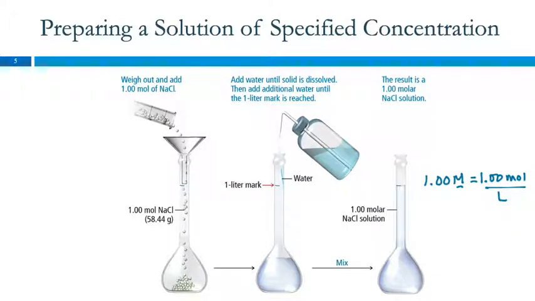So now, instead of having to use the balance, if we needed half a mole of sodium chloride, I don't have to use a balance and measure out half of this. I can measure this with a graduated cylinder. I would need 500 milliliters, or half a liter, if I wanted half of a mole. And that's much easier. Yes?